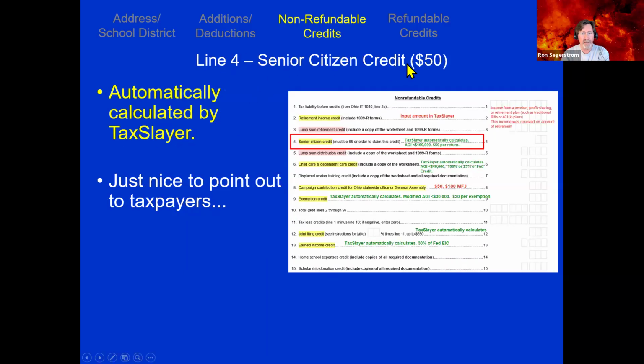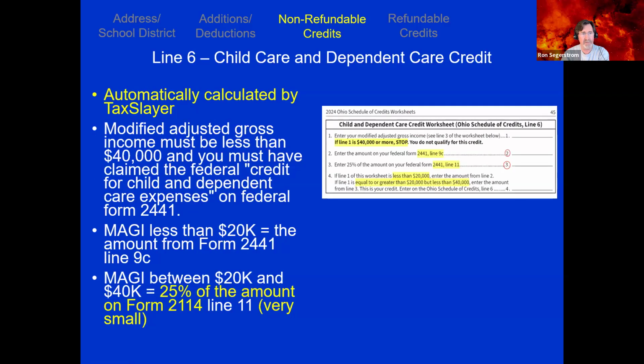Okay, line 4, senior citizen credit, $50, automatically calculated by TaxSlayer. It's a nice thing to point out to the taxpayer that they got a little gift. Child care and dependent care credit. This is also automatically calculated by TaxSlayer. It's for taxpayers making less than $40,000 a year. If they earn between $20,000 and $40,000, it's only 25% of the amount on your federal form 2241 line 11, which turns out to be very small.